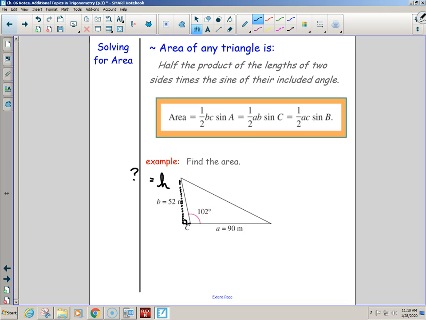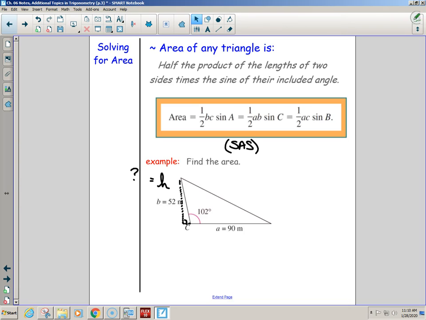You could just memorize, hey, if you have an angle, all you got to do is 1/2 the sides on either side of the angle times sine of the angle. That's why you could think about this as an SAS area formula. If you have SAS, side with an angle with a side, where the angle is sandwiched, you can always just throw into this formula and you'll have the area.